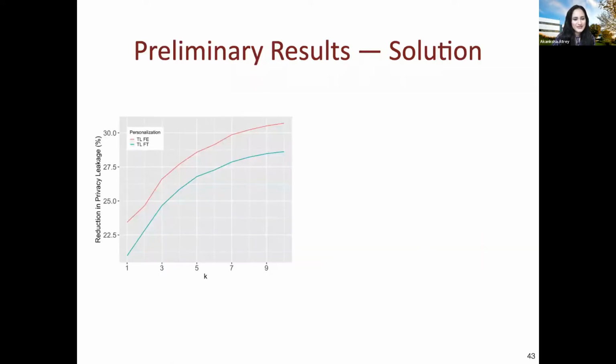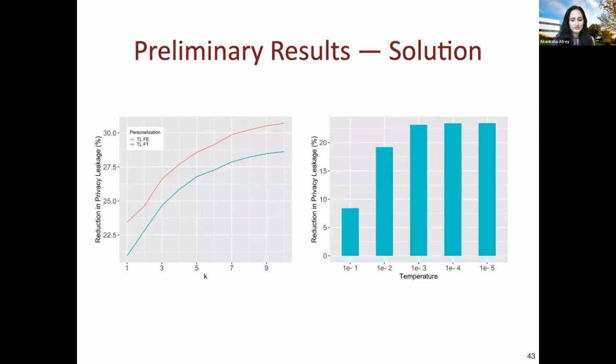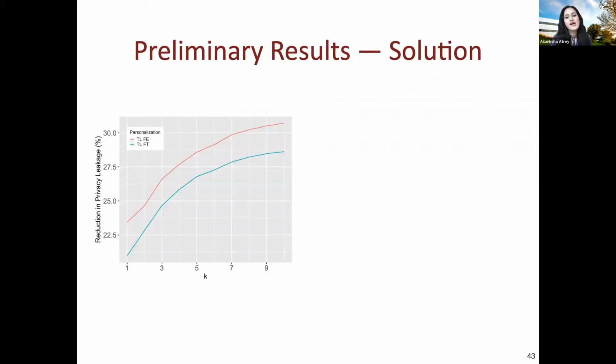So quickly showing these results, these are 2 personalization methods that were tried. These are both transfer learning based. And we're able to reduce privacy leakage by 22 to 30%. As we can see, as K increases on the x-axis in both types of models, there's less privacy leakage. Note, even 22 to 30% is fairly high, given that the data is fairly skewed.